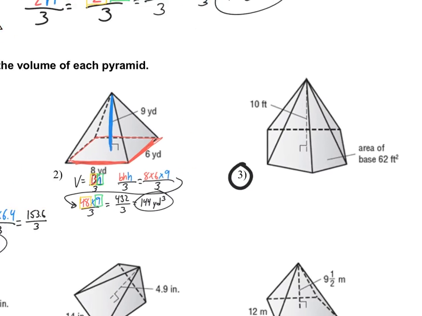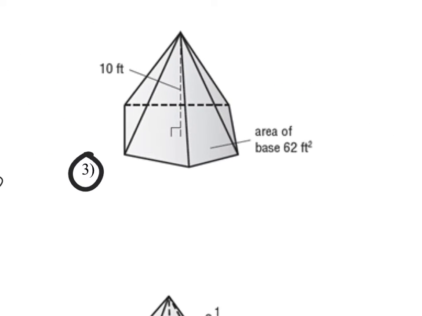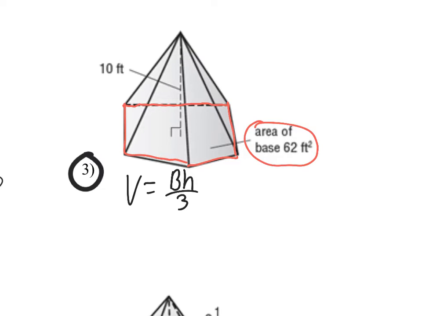Take a look at number 3. This one's a little unique because it's a base that we are not familiar with. I mean, it's a pentagon, but I haven't told you guys how to find the area of a pentagon. What's awesome is that they give us the area of the base. So our formula for a pyramid is still going to be the volume equals area of the base times the height divided by 3. And again, our area of the base has already been solved for us. They've given us the 62.